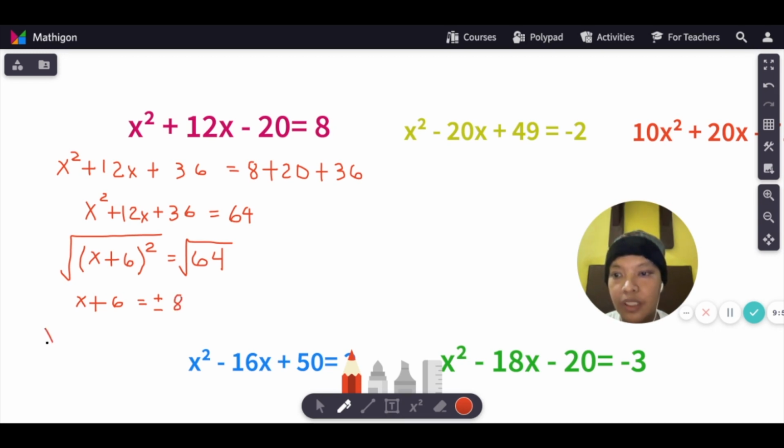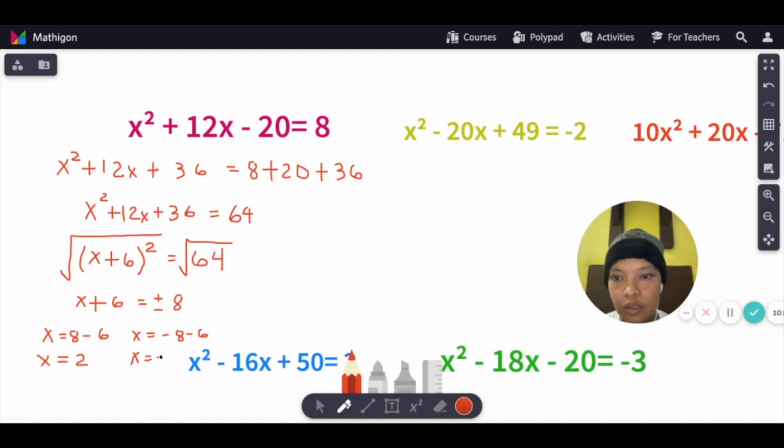So, then you perform first, doon muna tayo sa positive, x plus 6 is equal to positive 8. Pag nilipat mo po sa kabila yung positive 6, magiging negative 6. So, ang una mong x is positive 2. Tama po? Then, you use negative 8. Okay, so negative 8 naman po. Pag nilipat ko sa kabila yung positive 6, it's negative 6. So, x is negative 14.